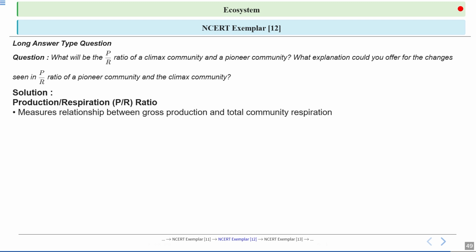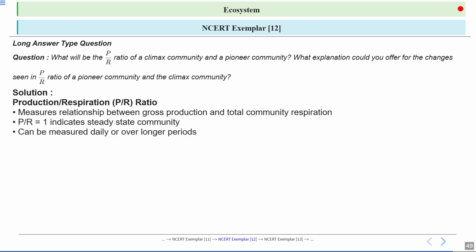When we talk about gross production, we are referring to the total amount of energy produced by photosynthesis, while total community respiration is the energy used by all organisms. So, a P by R ratio of 1 indicates a steady state community. This means that the energy produced is equal to energy consumed, suggesting a stable ecosystem.